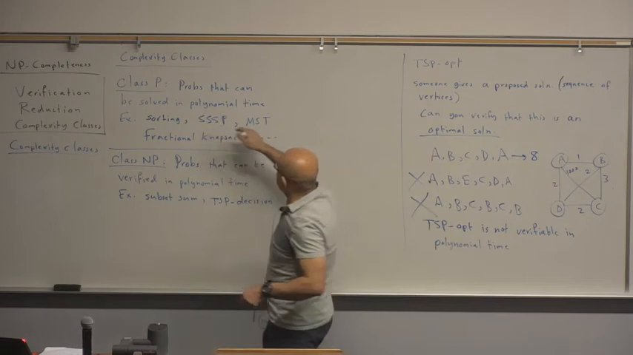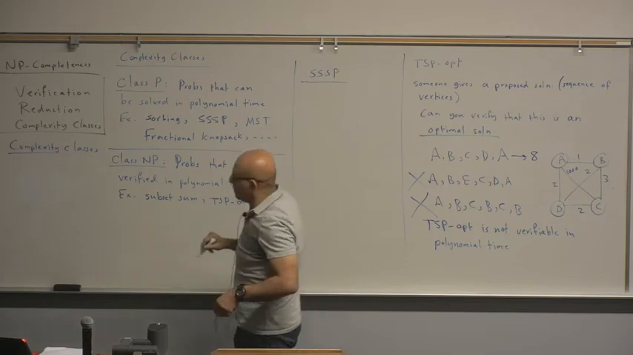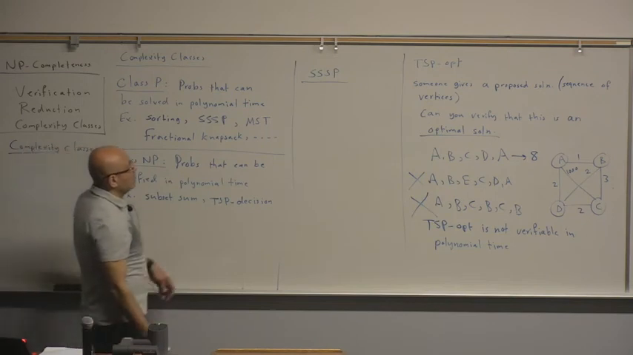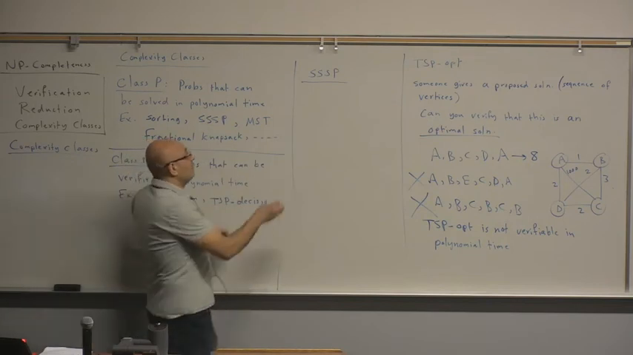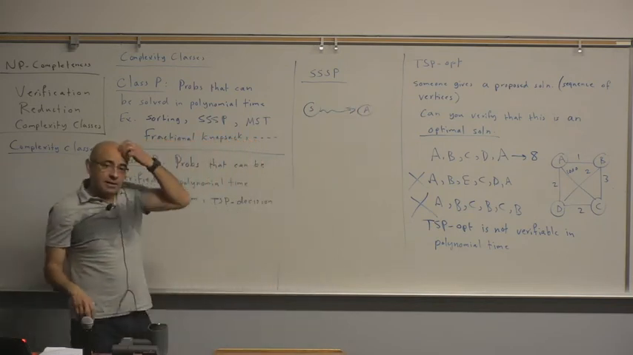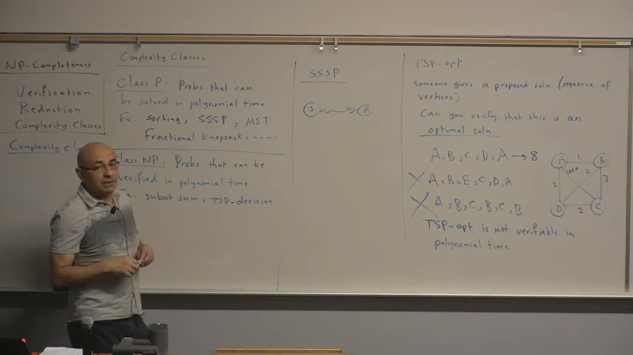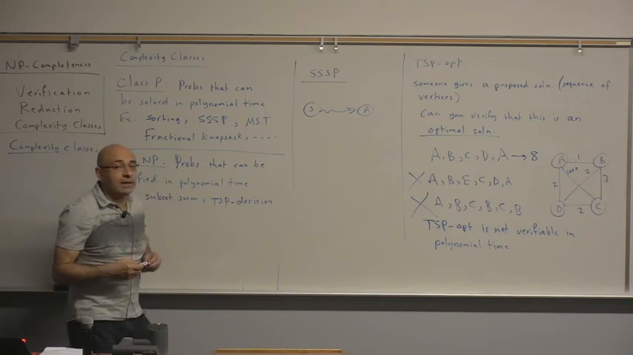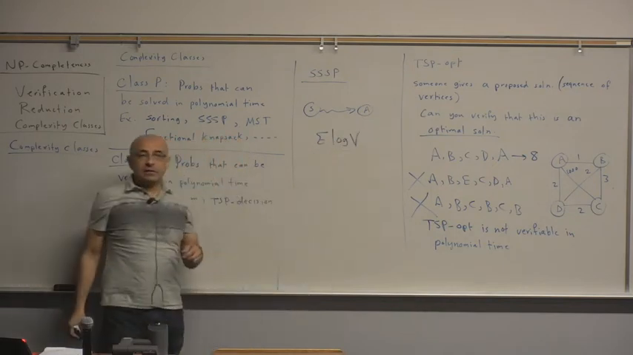For example, consider verifying a solution to the single source shortest paths problem, which we solved using Dijkstra's algorithm. If someone gives you a proposed solution, a path that they say is the shortest path from S to A, can you verify in polynomial time that this path is indeed optimal? Yes, you can, because you can just solve the problem in polynomial time. If you apply Dijkstra's algorithm in E log V, E log V is certainly polynomial time.